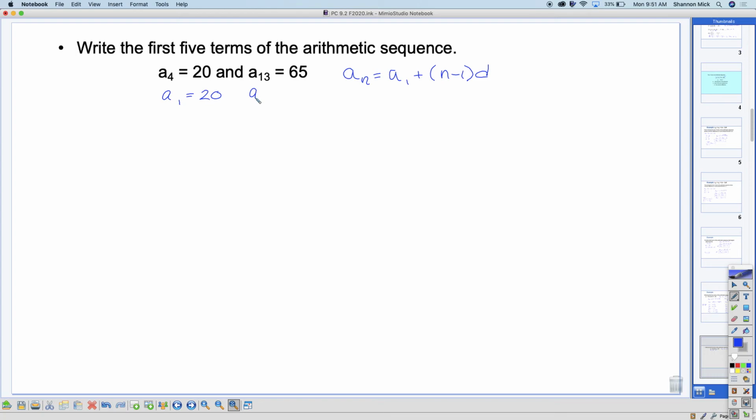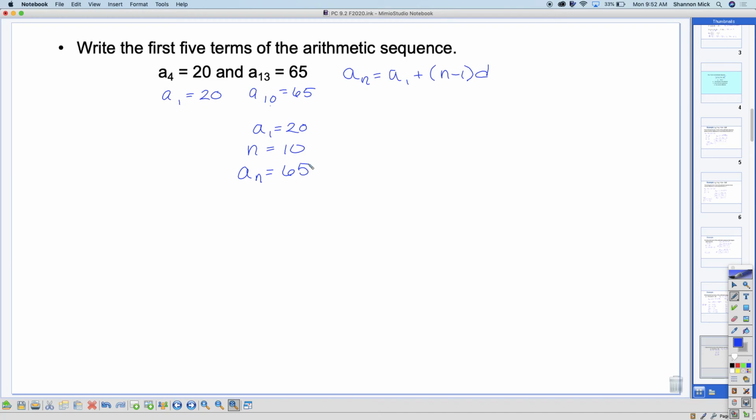Well, what about for the first one? I made a sub 4, a sub 1 temporarily. Got it? And then I made a sub 13, a sub 10. Now if I have a sub 1 and I have a sub 10, can I find my difference? Yes, because in this case, a sub 1 is 20, right? n is 10, and a sub n is 65. So I have 3 of the 4 variables, yes?